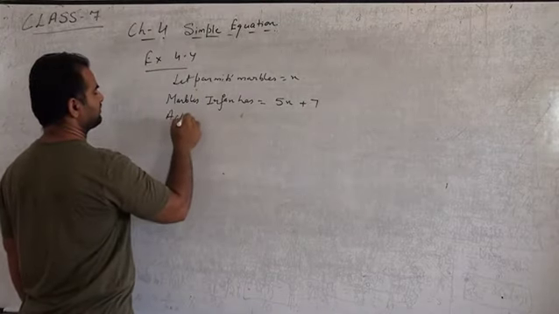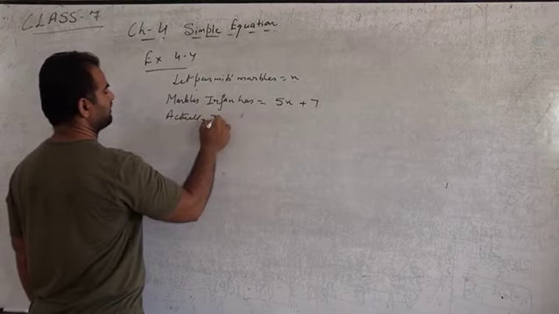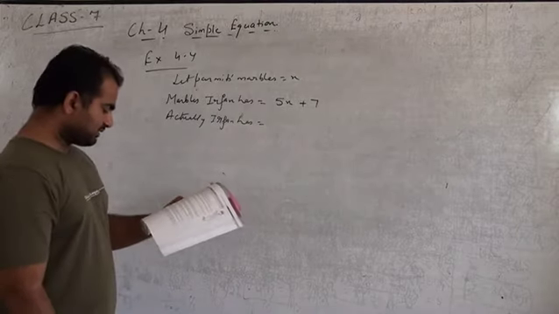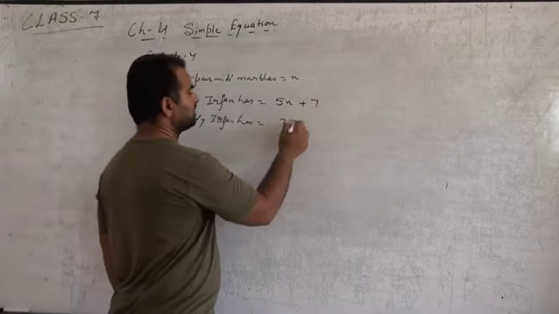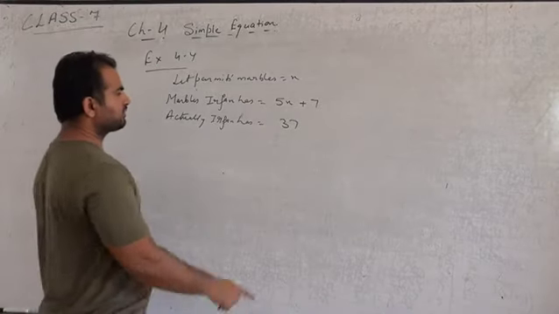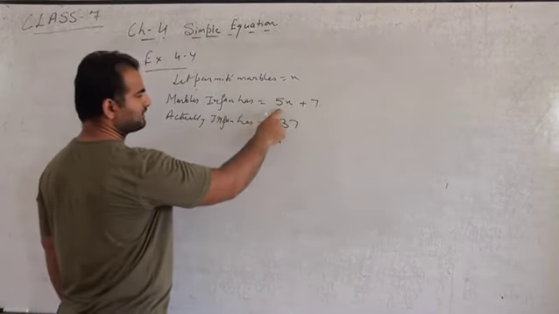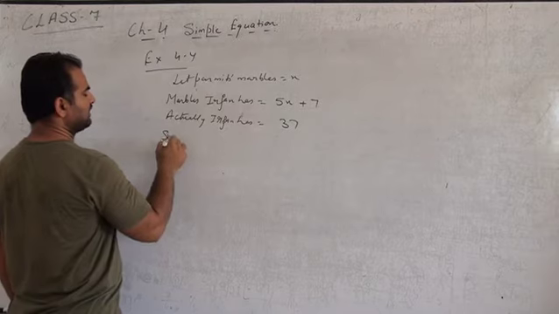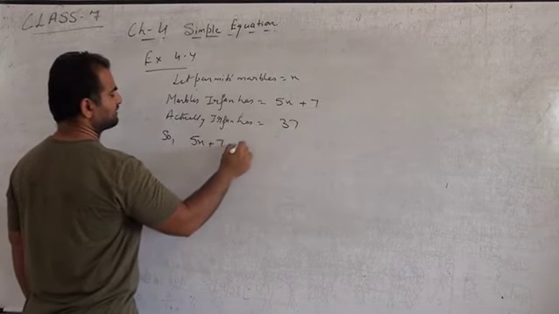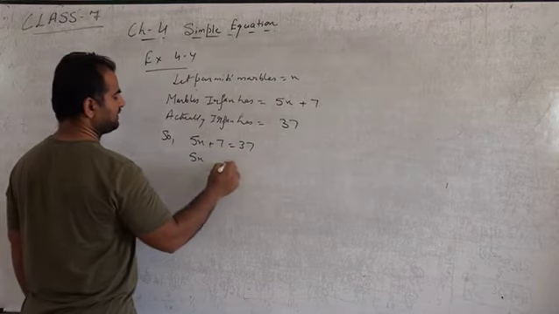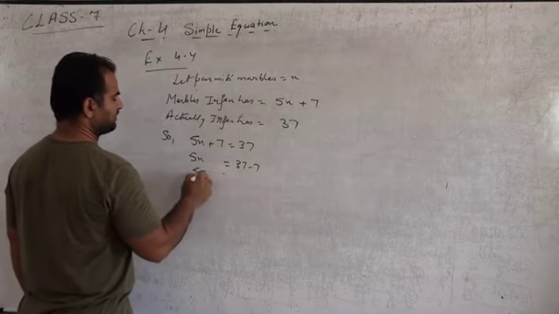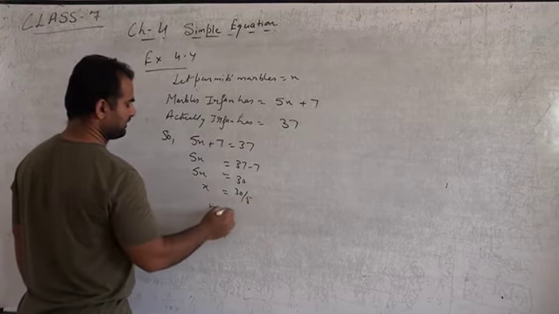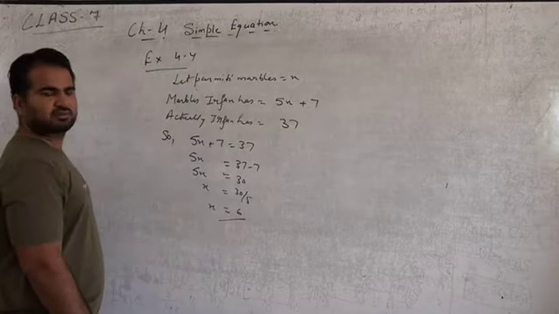Actually, how many does Irfan have? 37. So what we get to know is that the equation for Irfan is 5x plus 7, and in total he has 37. So both are equal. The equation will be 5x plus 7 equals 37. 5x equals 37 minus 7. 5x equals 30 and x will be 30 by 5. x will be 6.